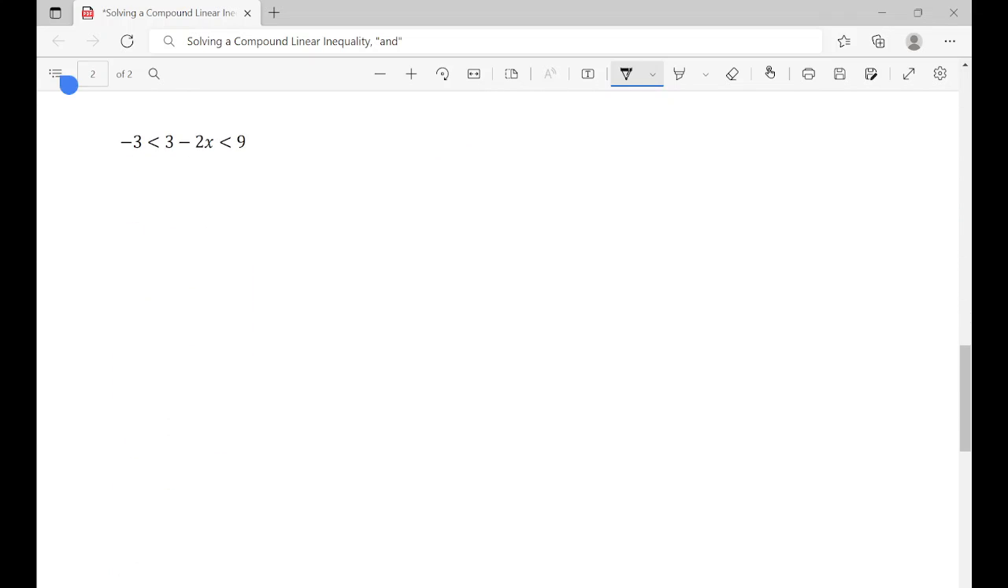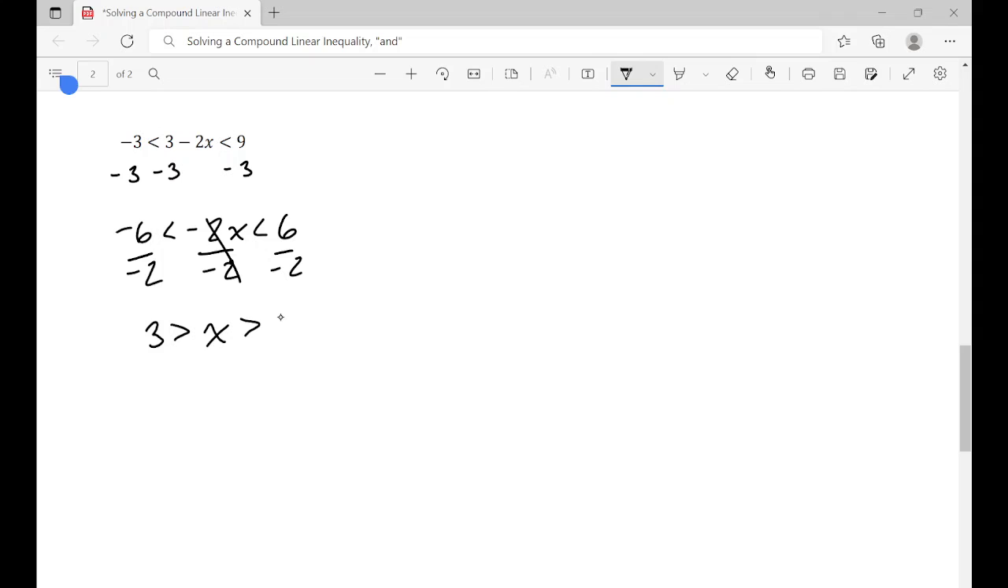So let's do it one more time for this. Negative 3 is less than 3 minus 2x less than 9. I'm going to get 3 out from the center. So negative 3 minus 3 is going to be negative 6, less than negative 2x, less than 6. Then I'm going to divide everything by a negative 2. I'm going to cancel out the center, so I'm going to get positive 3. And even though this is a bigger compound inequality, the sign still flips when I divide by a negative, like so.